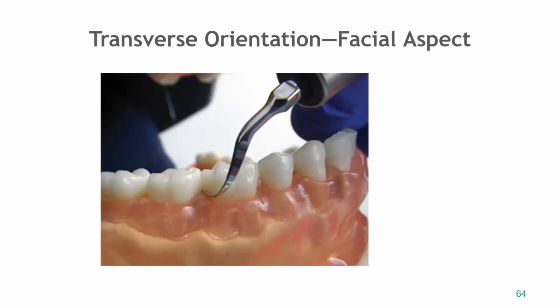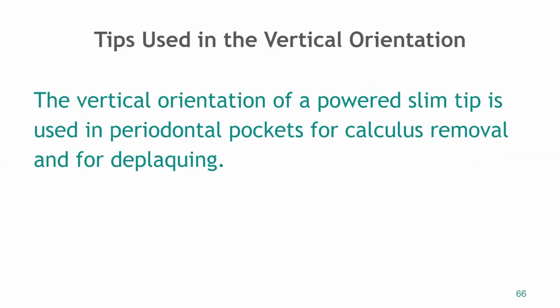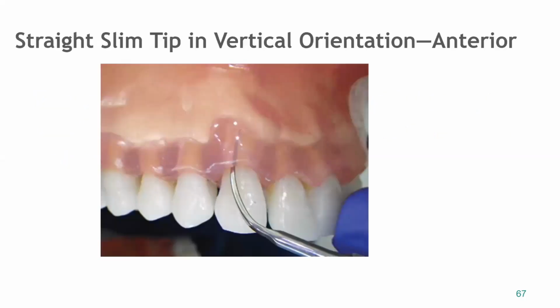So here's our transverse orientation on the facial aspect. Okay, transverse orientation on the lingual aspect. And then vertical orientation of a powered slim tip is used for periodontal pockets, for calculus removal and deplaquing. So straight slim tip in a vertical orientation.